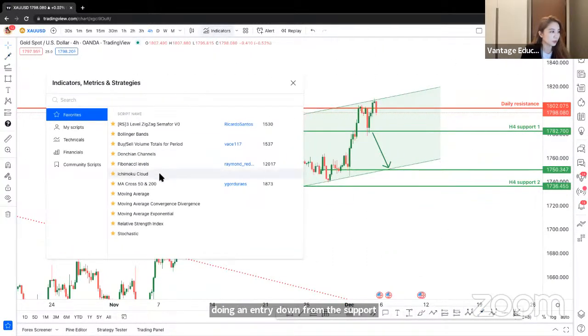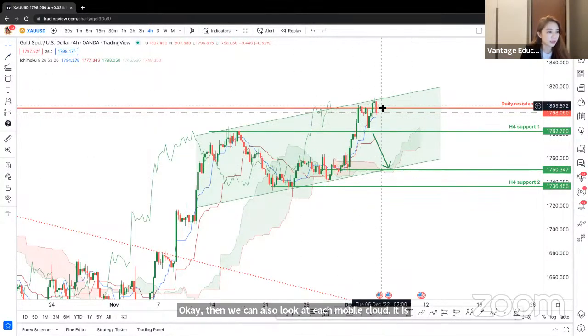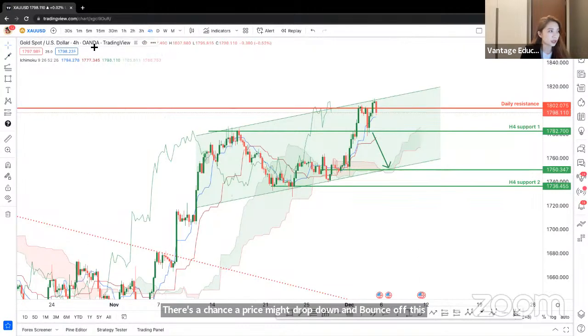Then we can also look at the Ichimoku cloud. It is very obvious that price is still above. There's a chance that price might drop down and bounce off this cloud resistance upper line and then move back up again, which is highly possible as well.